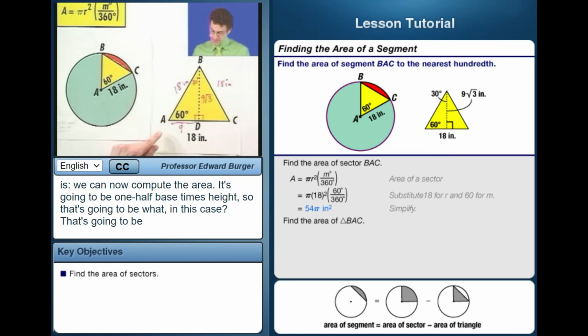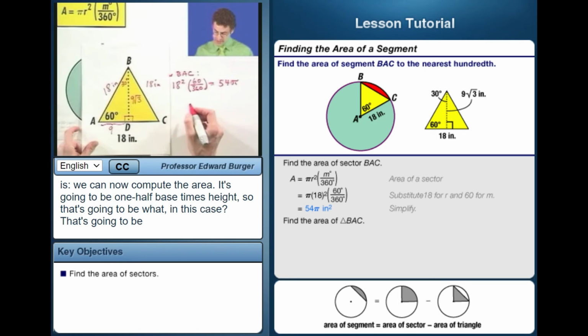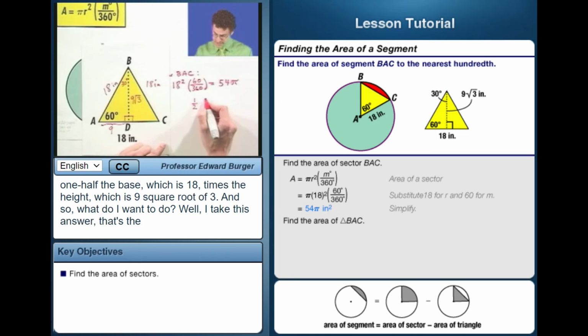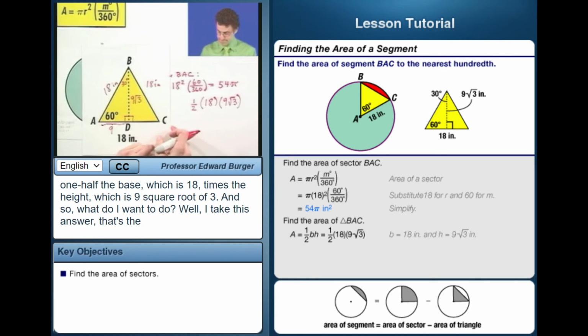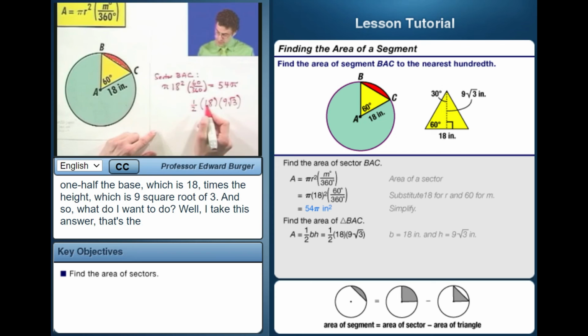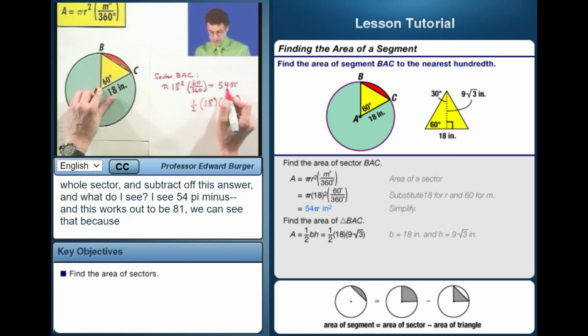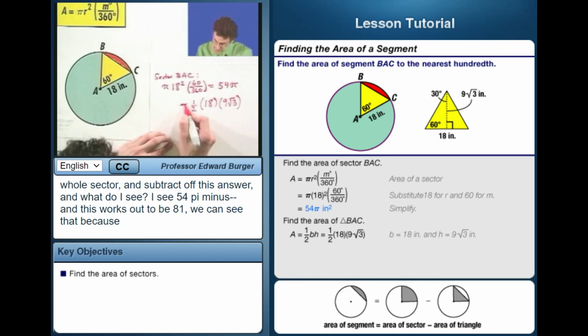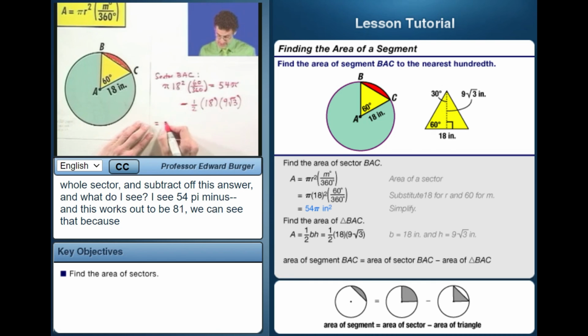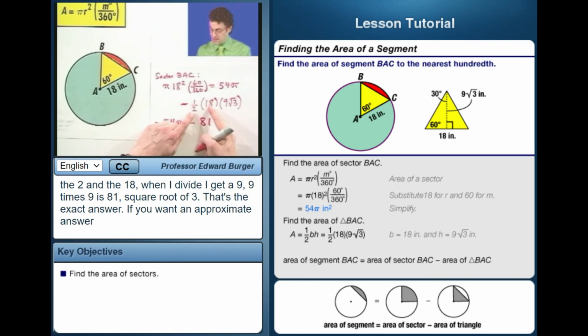Anyway, the point is we can now compute the area. It's going to be 1/2 base times height. So that's going to be 1/2 the base, which is 18, times the height, which is 9 square root of 3. Okay? And so what do I want to do? Well, I take the sector, and subtract off the area. So I see 54 pi minus, and this works out to be simply 81, because the 2 and the 18, when I divide, I get a 9, and 9 times 9 is 81. Square root of 3. That's the exact answer.